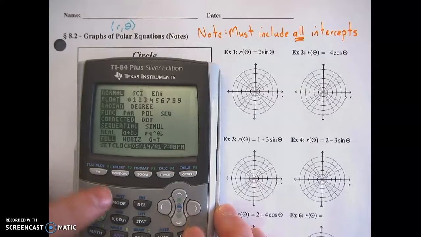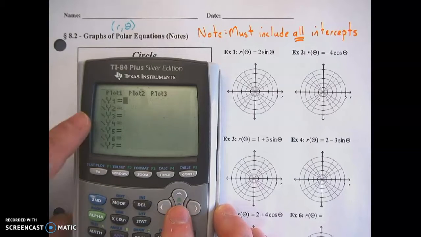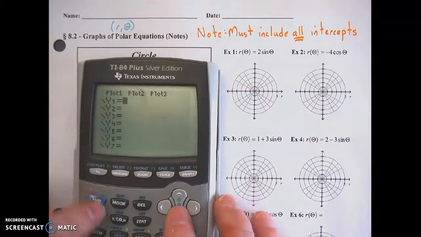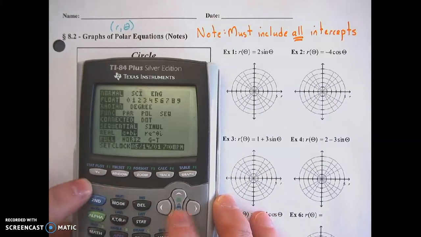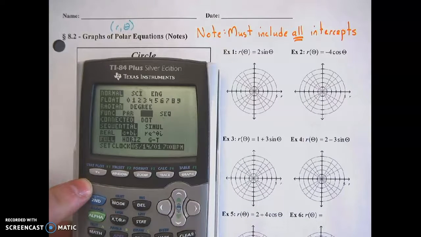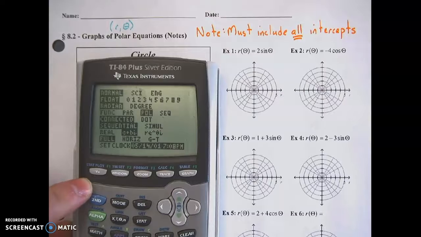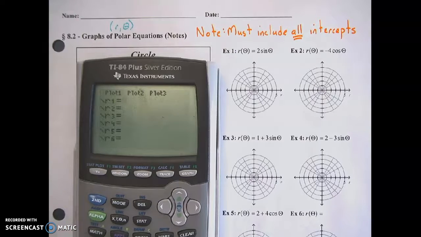The other problem was that from here I hit y equals, and I want it to say r equals, so I'm going to go back to my mode. I'm going to go down here and change this to POL, or polar coordinates. And then when I hit y equals, now it says r equals.